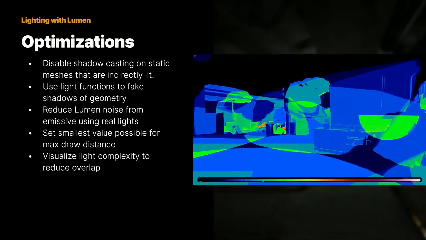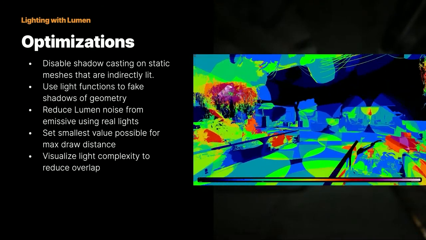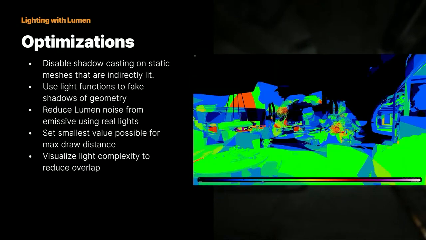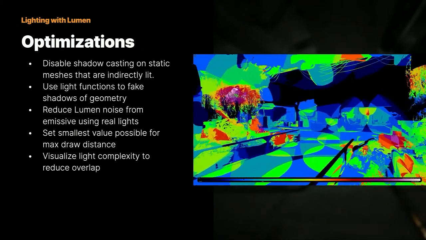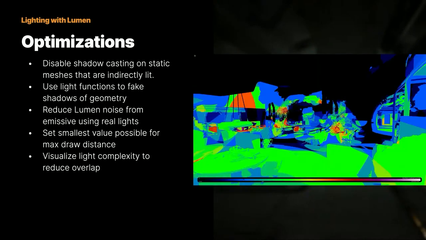Another handy technique is to press Alt-7 to visualize the light complexity in your scene. This is the technique that we use to minimize the amount of overlap between lights, and we went through the entire ship and tried to keep most of the level in the dark blue zone as much as possible.